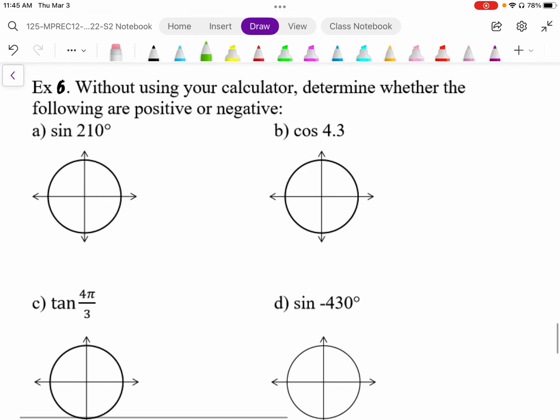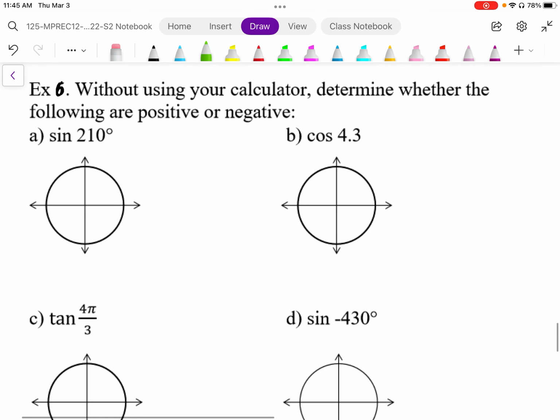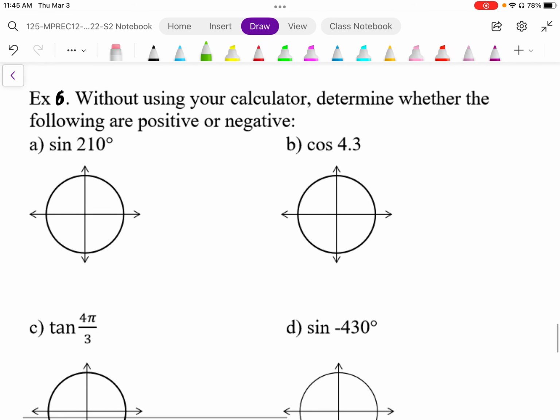So lastly, when we're looking at positioning, we can determine whether ratios are positive or negative just based on the quadrant they end up in. So for example, if we take a look at sine of 210, well, 210 ends up down here in this quadrant, quadrant 3. So because of that fact, we know that it must be negative. Sine is vertical, it's going down.